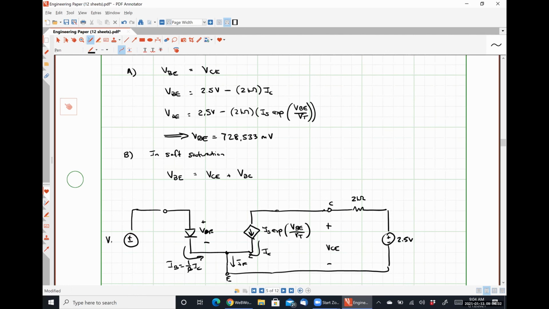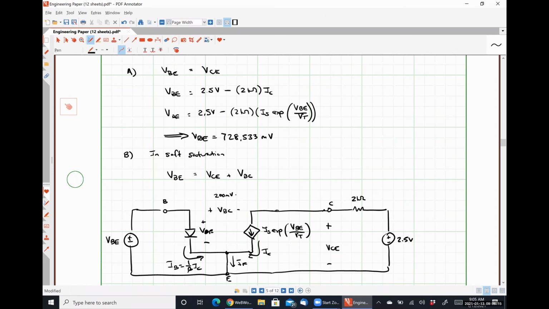Here we have our voltage VBE we are trying to determine. But remember also that we have this voltage VBC here, which is 200 millivolts. So if we do Kirchhoff's voltage law, it should be easy to see now why I'm saying that VBE is equal to VBC plus VCE. So I just wanted to be clear about where I got that relationship from.